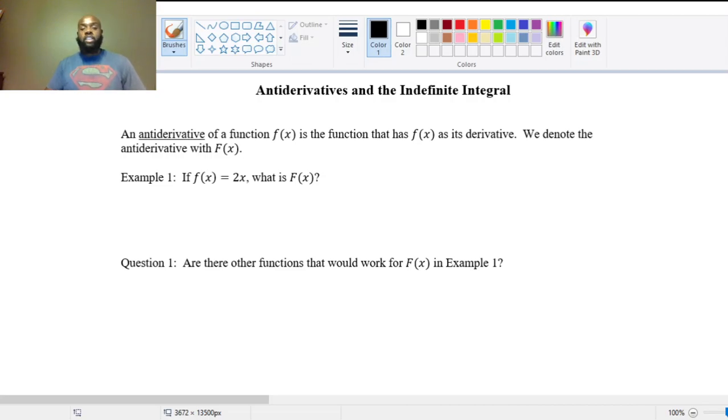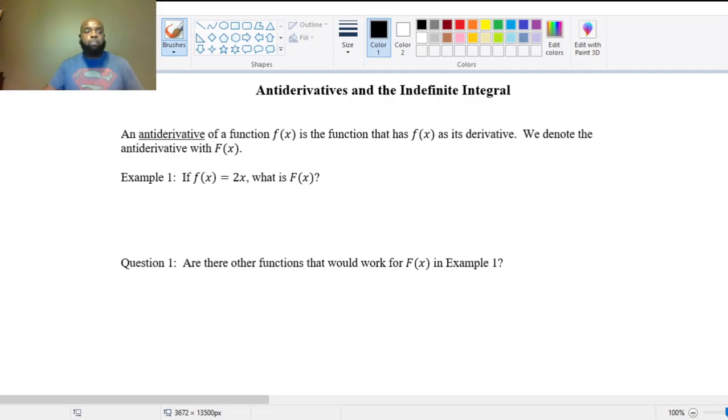In this video, we're going to talk about antiderivatives and the indefinite integral. We've been focusing on the definite integral, and the indefinite integral, which is what creates the functions that we could use in order to evaluate or find the definite integral, is related to what we call antiderivatives. So let's define an antiderivative.